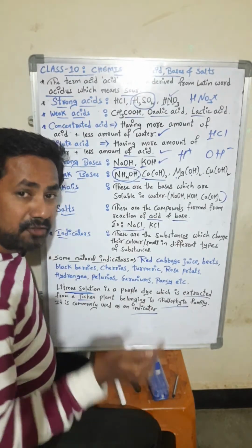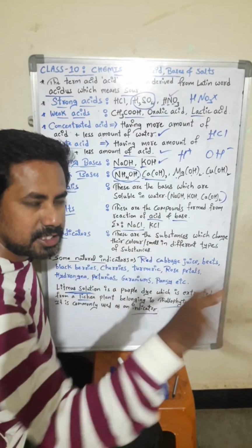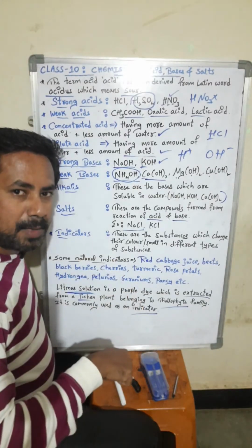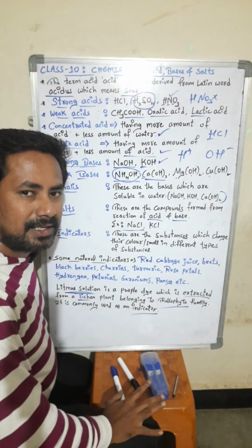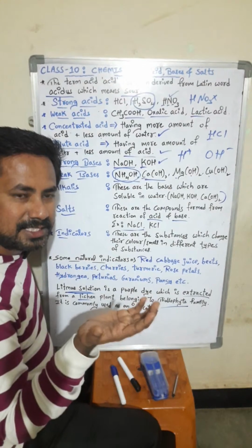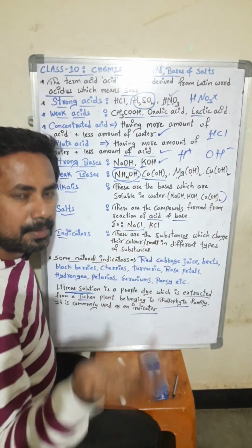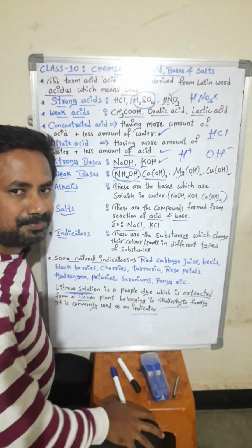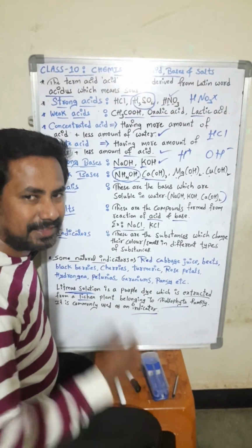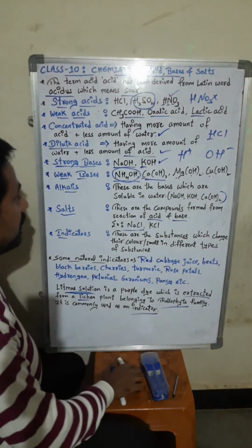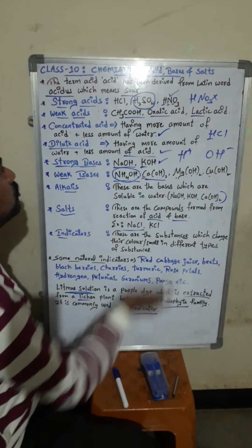If red litmus paper is not changing to blue and blue litmus paper is not changing to red, that means the given substance is neither acid nor base. It is neutral. Got it? Easy? Yes? One quick revision we are going to make, students.